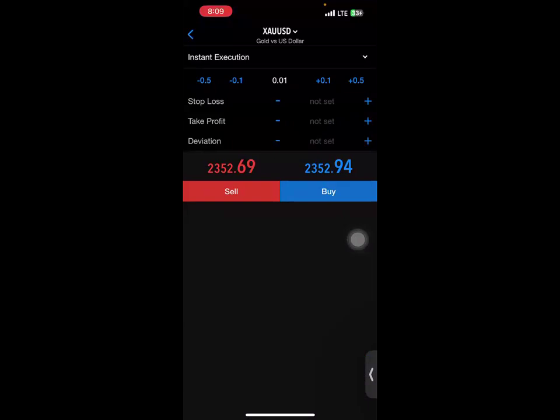But I would advise you, if you want to take so many positions like that, make sure your lot size is on 0.01. Your lot size is those numbers that you're seeing up there: minus 0.5, minus 0.1, 0.01, 0.1, 0.5. Make sure your lot size is on 0.01 if you're going to be taking multiple trades. If you have less than $50 accounts, do not take the trade more than once. Guys, this is very, very important. If you take it more than once, that means you're over leveraging.